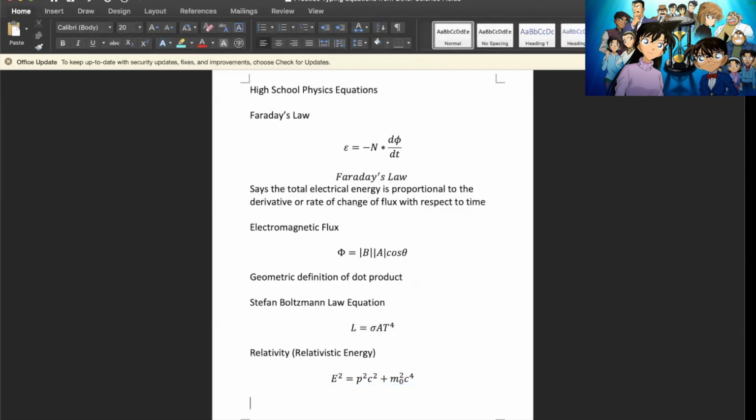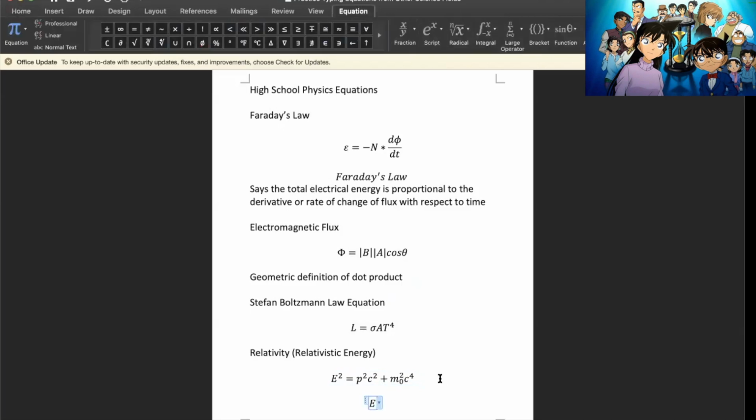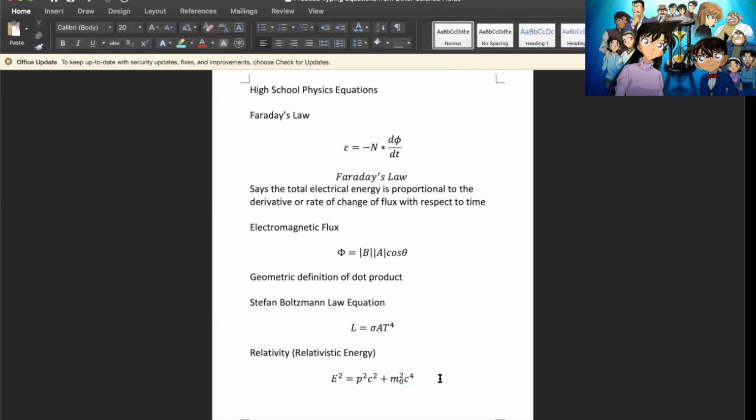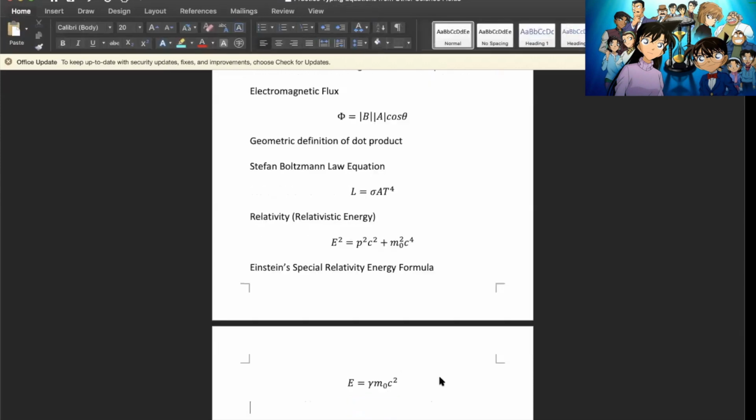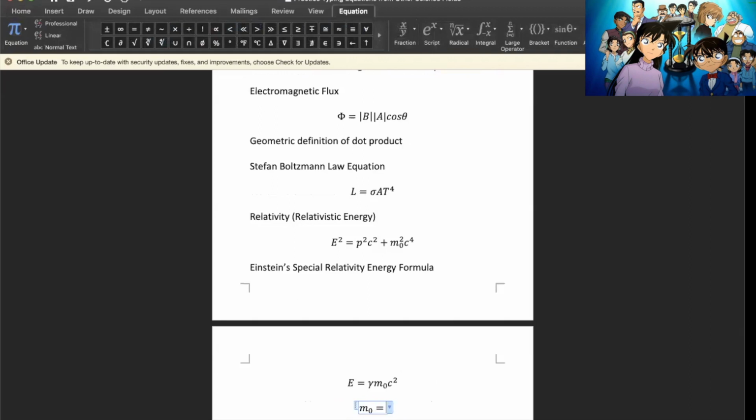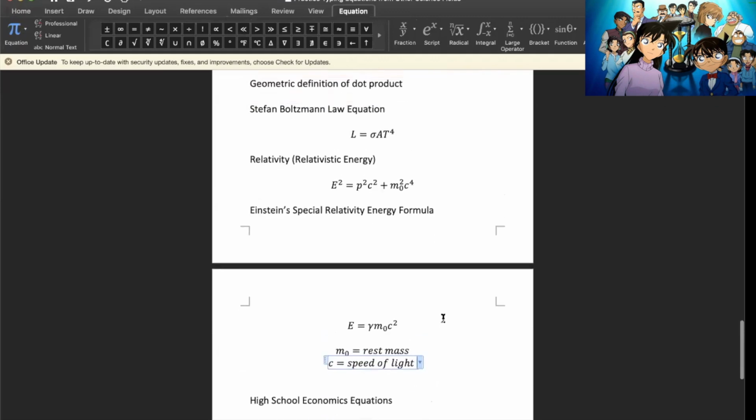Of course, we have the true form of Einstein's special relativity formula, which is E equals some constant gamma times the rest mass times the speed of light squared. So M naught equals rest mass, C equals the speed of light. It's always a good habit in general to go and define what your symbols mean.